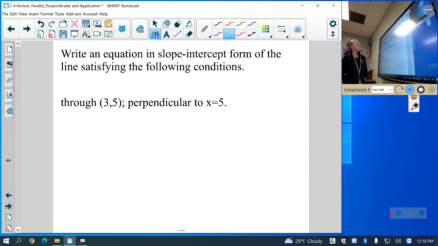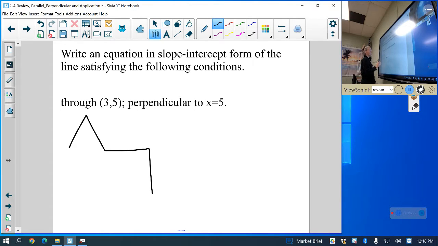Write an equation in slope-intercept form of the line satisfying the following conditions. So I want it to go through (3, 5), that's perpendicular to x equals 5. Now here's one of those special situations. If you remember when we talked about this, you can have positive slope, negative slope, zero slope, undefined slope. If you have zero slope, your equation is going to look like, for example, y equals 4, y equals negative 2, y equals 0, whatever. That's going to be the equation of a horizontal line. Undefined slope is x equals 4, x equals negative 2, whatever you want it to be here.